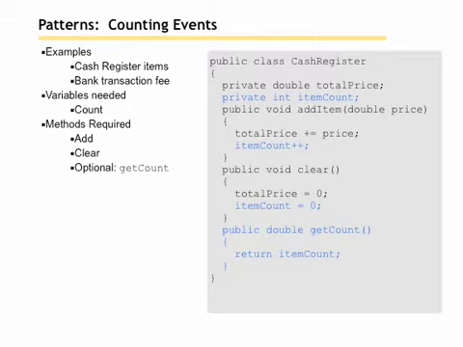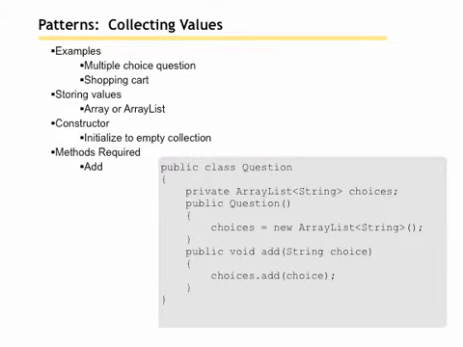You can also count events that happen, such as items in a cash register, a bank transaction fee. The variable you'll need would be a count. You'll need to be able to add, clear, or optionally get that value of the count. We can also collect values, such as in a multiple choice question or a shopping cart. We might store the values in an array or an array list. We might need a constructor to initialize our array to an empty collection, and then the ability to add and possibly the ability to print or return.